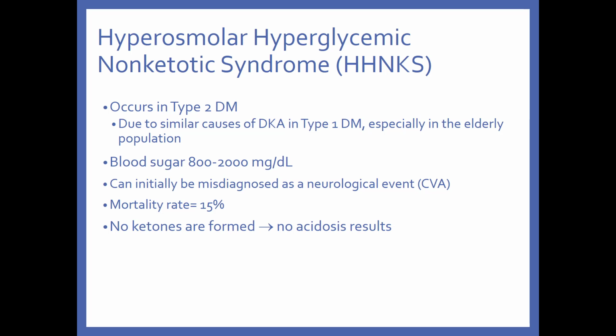But the big difference here between this and DKA is that there are no ketones formed, because we're talking type 2 diabetics, so they still have the capability of producing some insulin. And so the amount that they're still producing prevents the breakdown of fats and fatty acids. So we don't get that acidity that happens with DKA. But it is a state of severely elevated blood sugar.